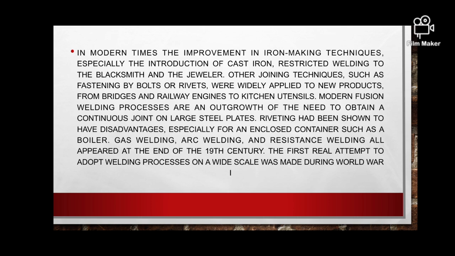Modern fusion welding processes are an outgrowth of the need to obtain a continuous joint on large steel plates. Riveting had been shown to have disadvantages, especially for an enclosed container such as a boiler. Gas welding, arc welding, and resistance welding all appeared at the end of the 19th century. The first real attempt to adopt a welding process on a wide scale was made during World War I.